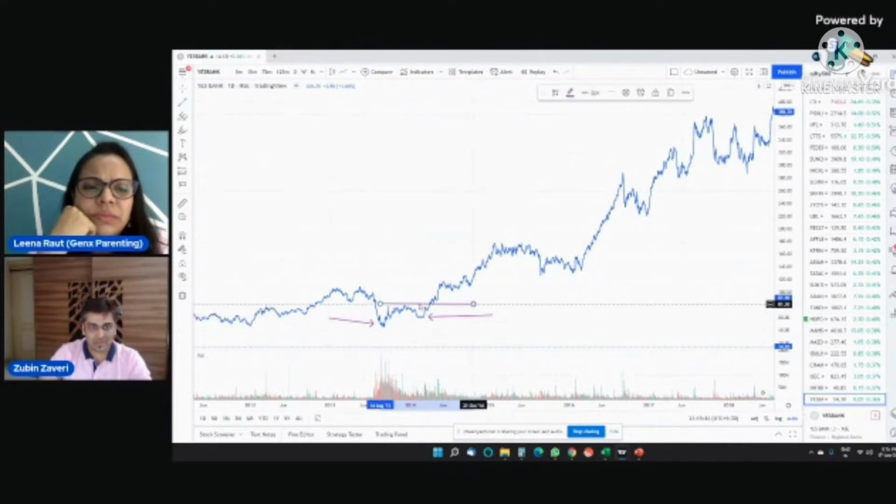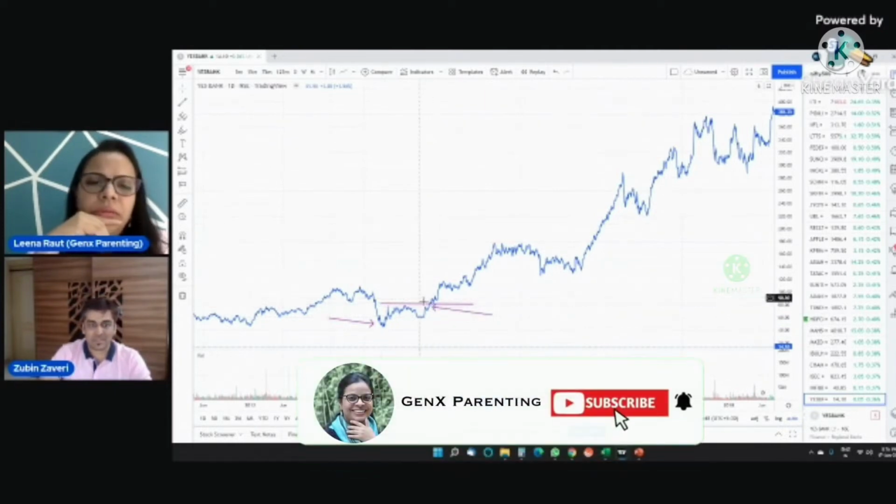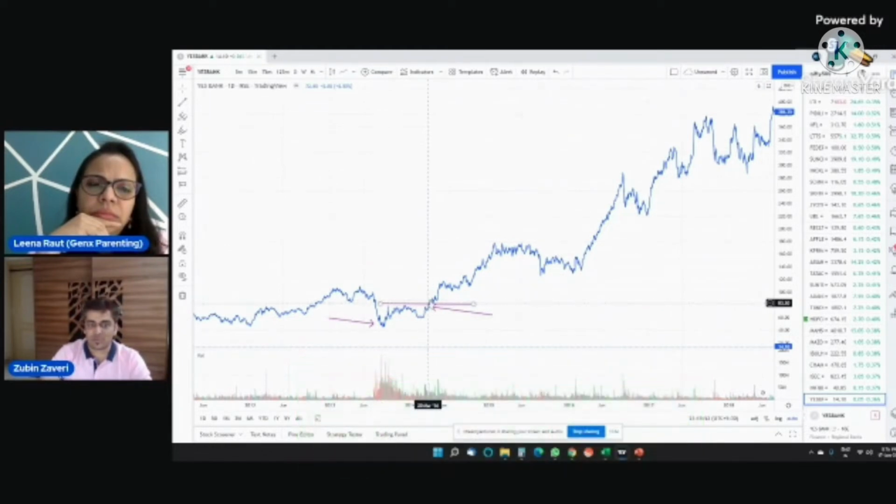यहाँ पे ये horizontal line आया, हमको बाई सिग्नल कहाँ मिला? यहाँ पे मिला. Okay, so Yes Bank was supposed to be invested at 83 rupees over here. This 83 rupee stock in 2014, in 4 years goes up to almost 400 rupees.